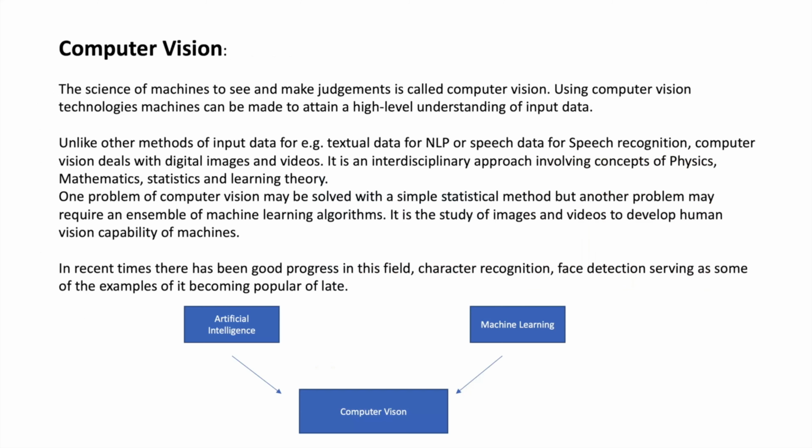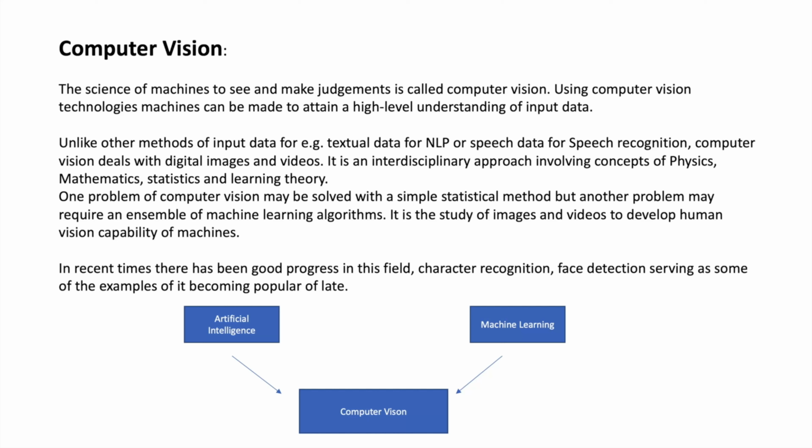Computer vision. The science of machines to see and make judgments is called computer vision. Using computer vision technologies, machines can be made to attain a high level understanding of input data. Unlike other methods of input data, for example, textual data for natural language processing or NLP, or speech data for speech recognition, computer vision deals with digital images and videos. It is an interdisciplinary approach involving concepts of physics, mathematics, statistics, and learning theory.